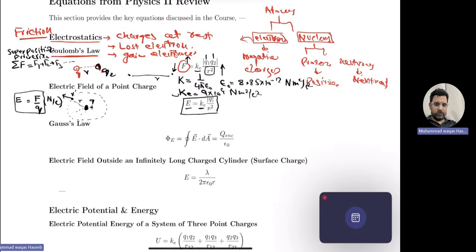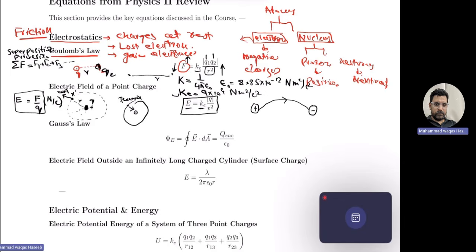Then the direction of the electric field is radially outward for a positive charge. And if it is a negative charge, and we want to find the field at this point, it is radially inward. So radially outward, and this is radially inward. Electric field lines originate from a positive charge and terminate on a negative charge.